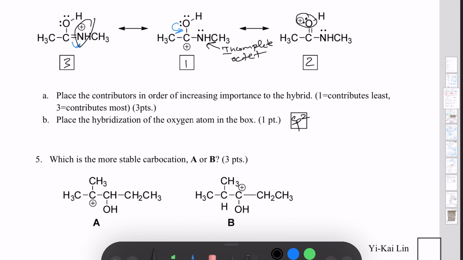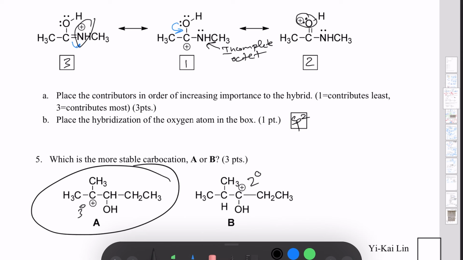For question 5, we're given 2 carbocations, and we're asked to find out which one is more stable. Now, at first glance, if you look at this right away, you might be tempted to just say, oh, well, this looks like a tertiary carbocation, and this looks like a secondary carbocation. So yeah, I'm going to go ahead and just choose A as the final answer. But you have to be careful, because in this case, it's not as simple as that. Even though for carbocation B, that carbon is a secondary carbocation, you have to consider resonance again.